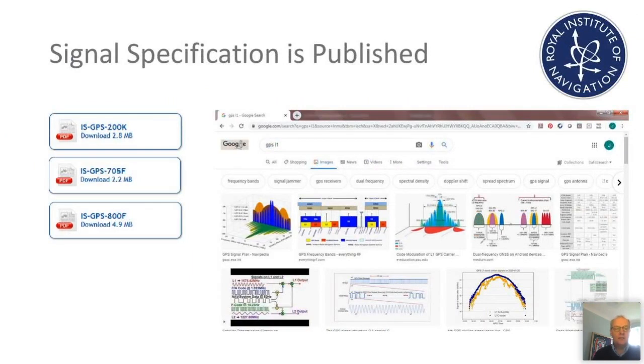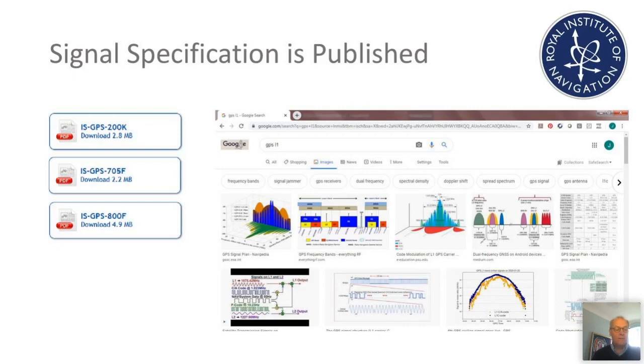Another reason the signals are susceptible is that the civil signals are unencrypted and the signal specifications are published. So if you go on to Google and search GPS L1, as I've done here, you'll immediately get all sorts of returns showing you the spectra, the modulation schemes, and information about the navigation data. You can see that bottom left of the screenshot.